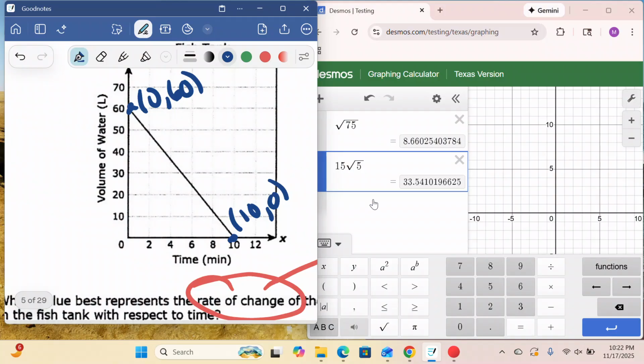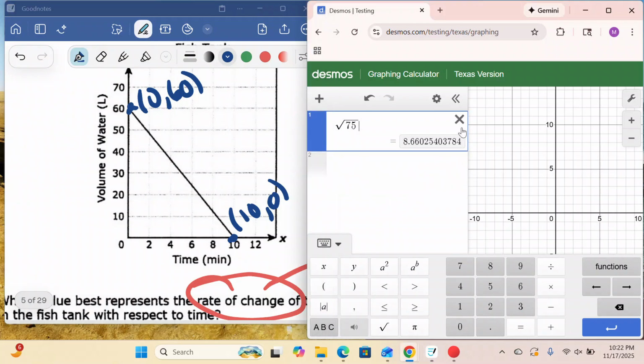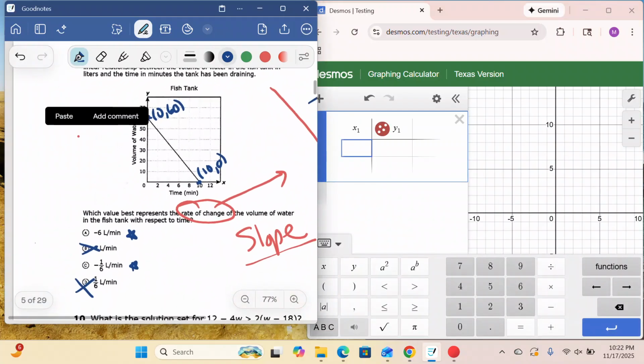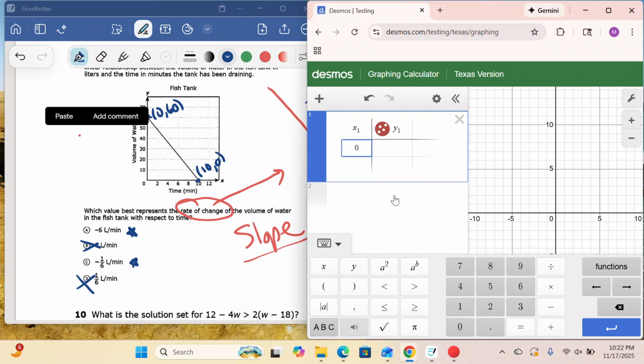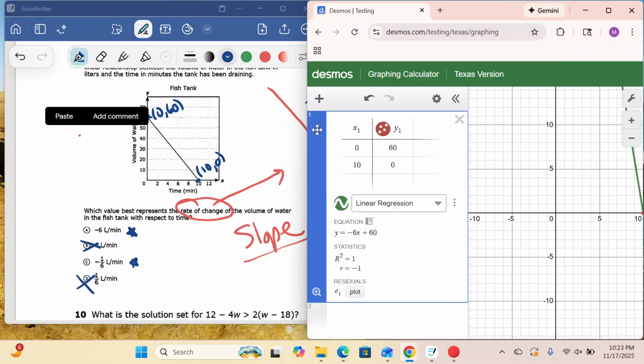So what am I going to do to find slope? I'm going to input this into Desmos in a table format and find my rate of change. So I'm going to input (0, 60), which is my x and y. Then I'm going to input the second one as (10, 0), which is my x and y. Then I'm going to add regression, or press this little leaf with the little dots.